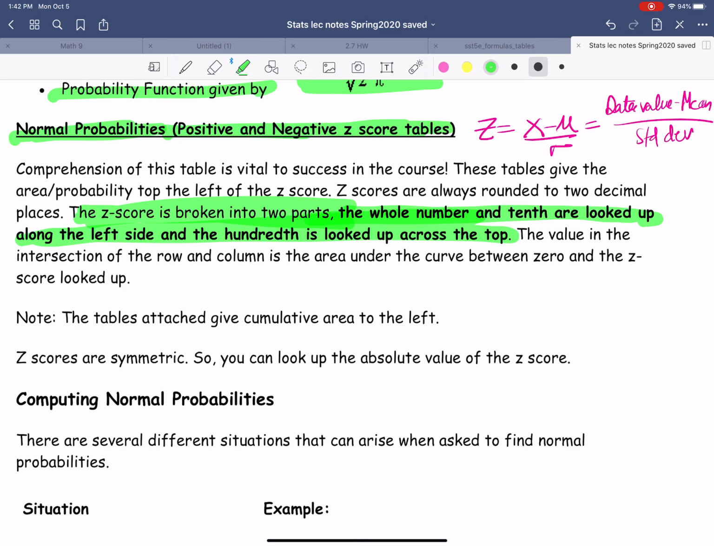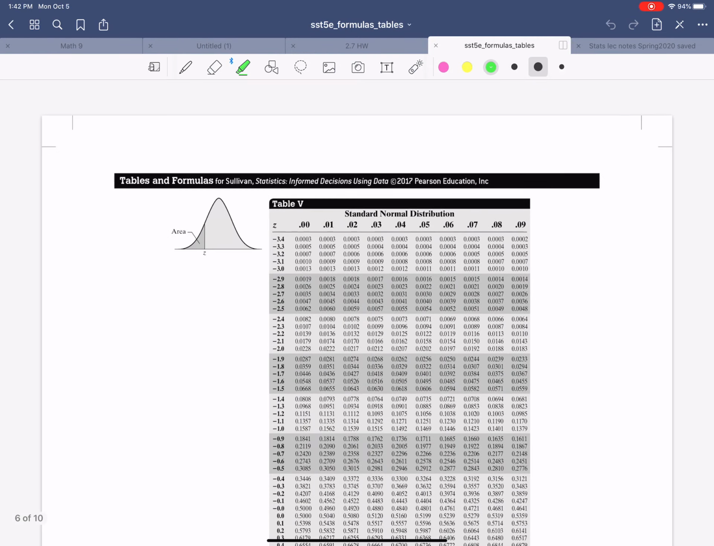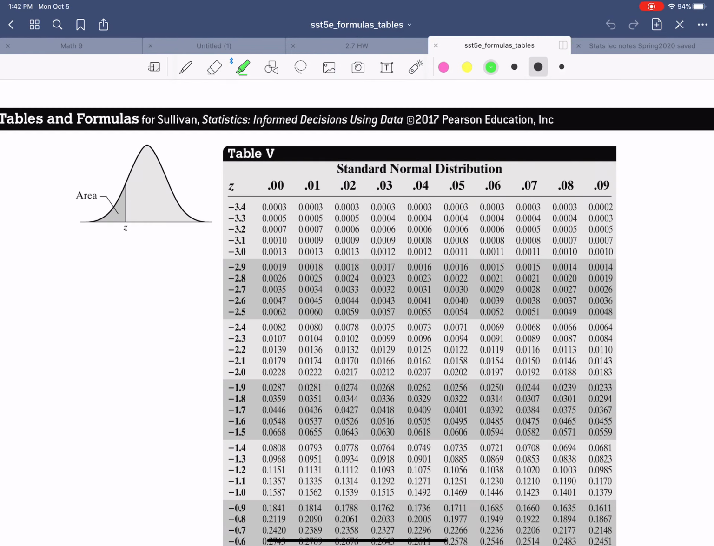So I'm going to take you to the z-score table now and show you how a z-score table looks. So here is a standard normal distribution table. This is the one that comes with our textbook. And here's a picture of standard normal distribution. This picture is important because it is telling me that this table gives you area to the left of a z-score. In some textbooks, they give us area to the right of the z-score, but in this one, it gives us the area to the left of the z-score.